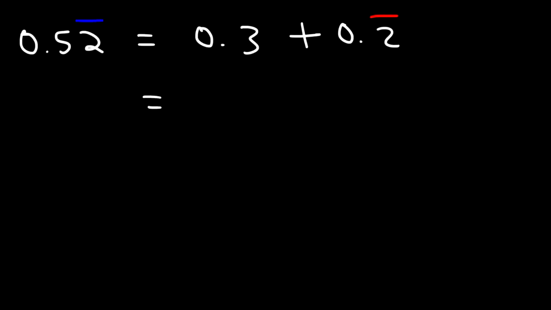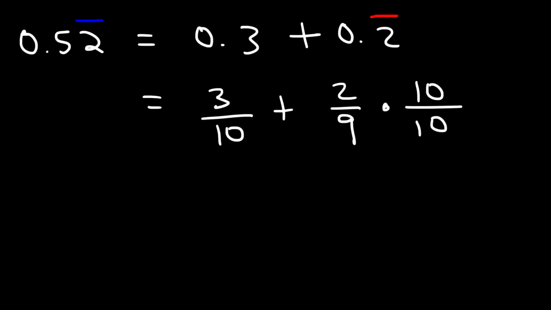Now 0.3, based on the first examples that we went over, if we multiply by 10 over 10, this will give us 3 over 10. 0.2 repeating is 2 over 9. And so we need to combine these two fractions. So I'm going to multiply 2 over 9 by 10 over 10 and 3 over 10 by 9 over 9. And this will give me common denominators.